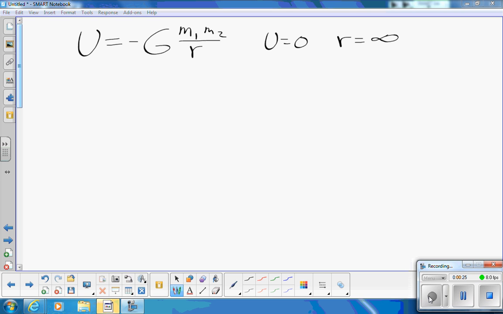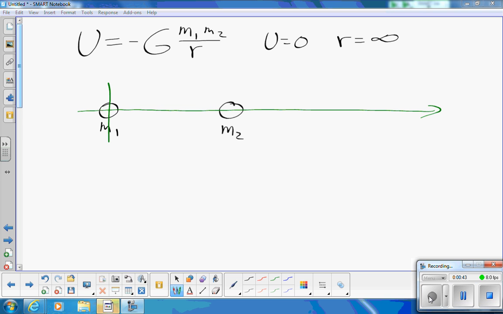Okay, here's how it works. We need to first of all define a system of two masses. So here they are, m1 and m2. We're also going to define a coordinate system, and I'm going to call this the r axis, and this position over here where m1 is at r is equal to 0. In a way, I'm going to treat this as a one-dimensional problem. R, as in a polar coordinate system, just stands for your distance from some central point.